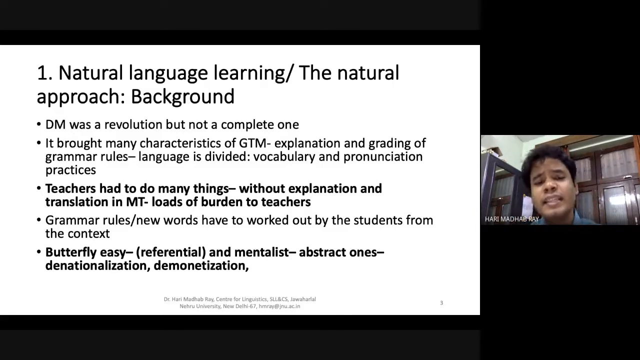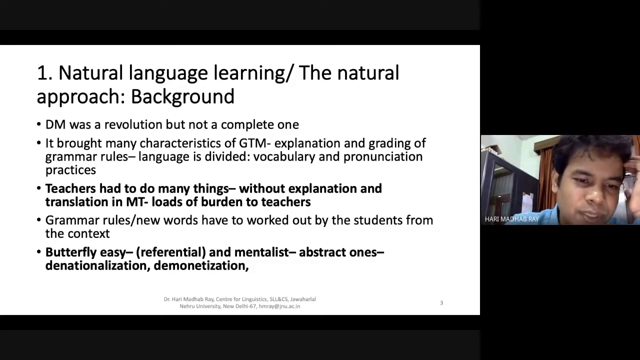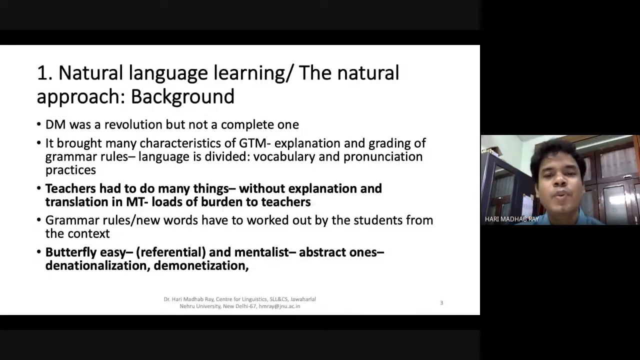So the teachers had lots of problems, especially if you're talking about the mentalist traditions, and I'm just mentioning 2 or 3 words. Let's say denationalization, demonetization. So how do you explain these concepts in the target language? It's not easy, and so that's the kind of problems we had seen.